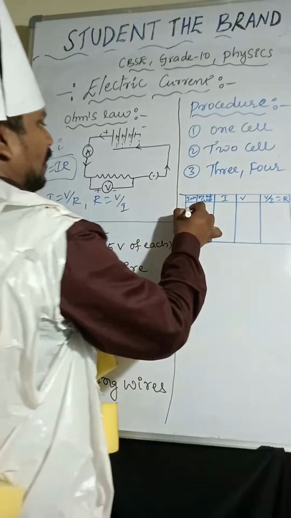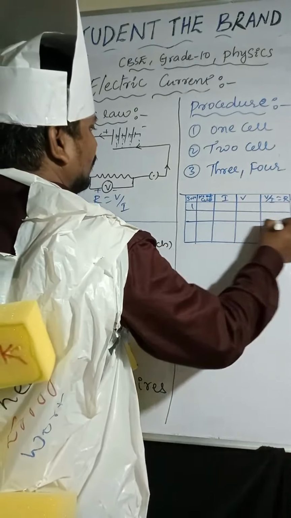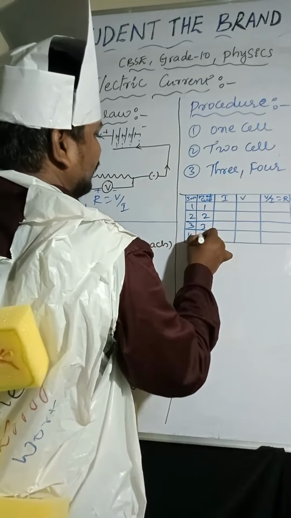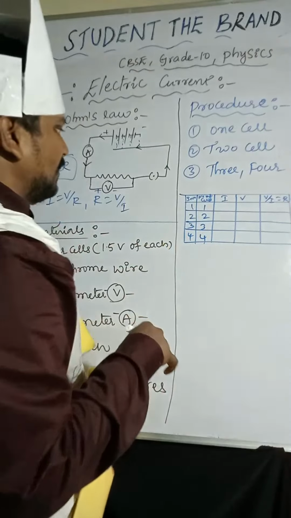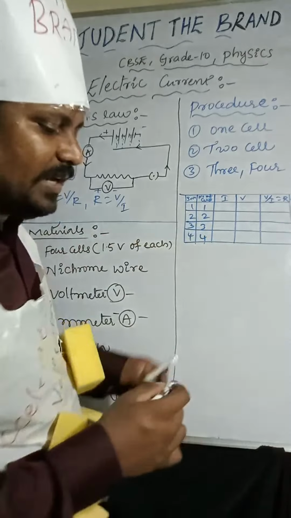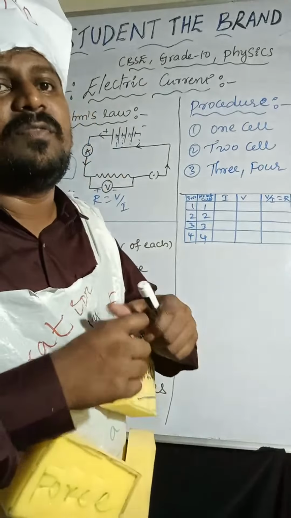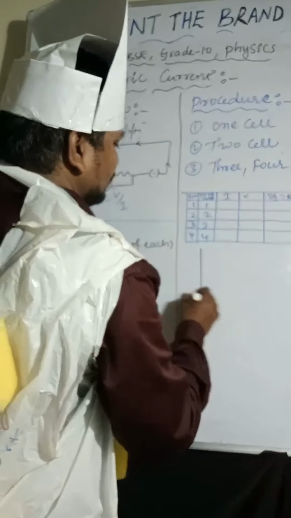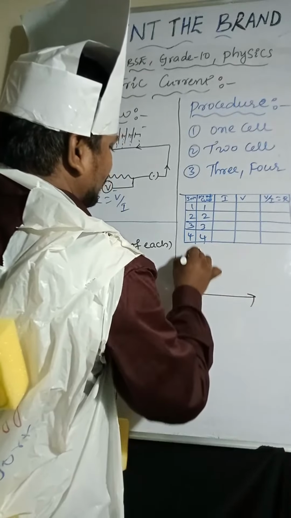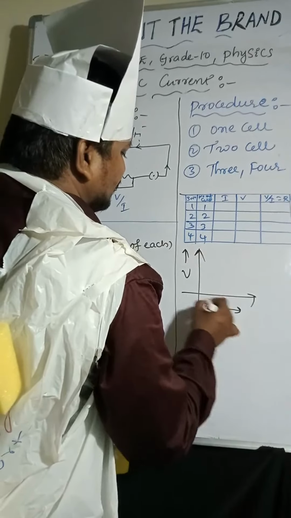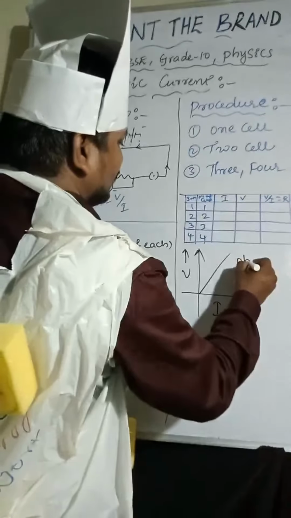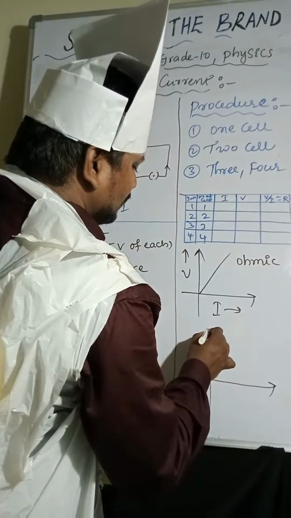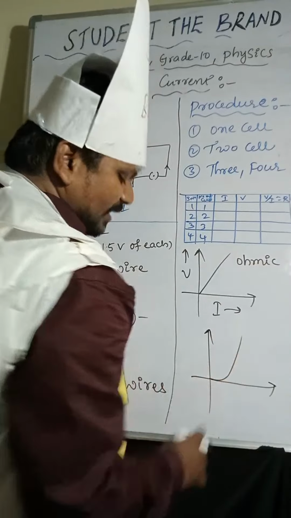Now, how many cells are we taking? 4 cells I am connecting. If you draw the graph for V against I, it gives a straight line, taking V on the y-axis and I on the x-axis. The graph is a straight line for ohmic conductors. And the graph is curved for non-ohmic conductors.